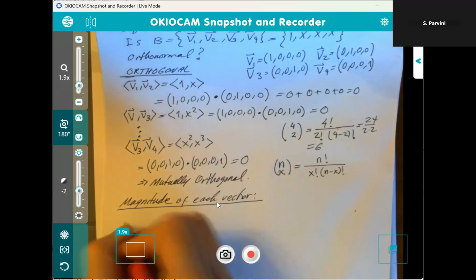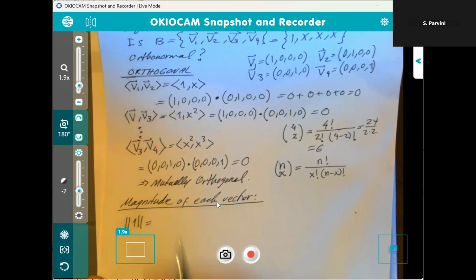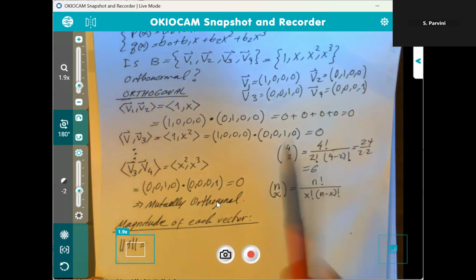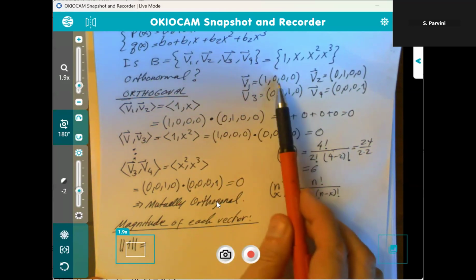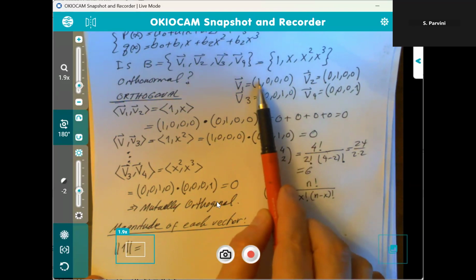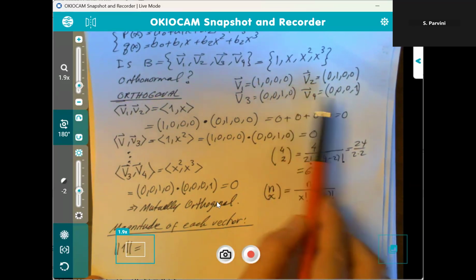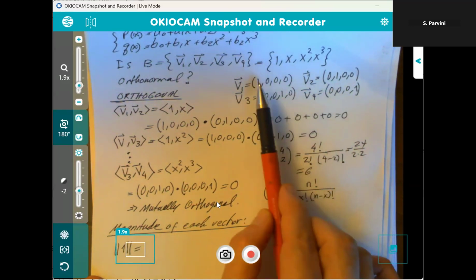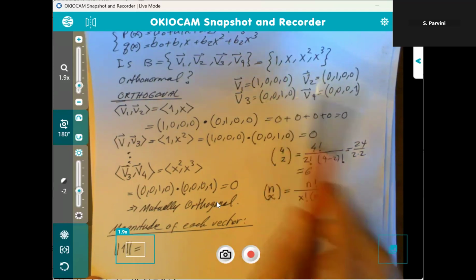The magnitude of vector 1, that's the magnitude of this vector. And you can see here, I'm just going to make this go a little faster because every one of these vectors has only 1 for the components. So the magnitude is when you square each of these, add them up, take the square root.